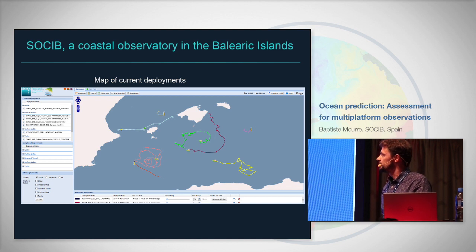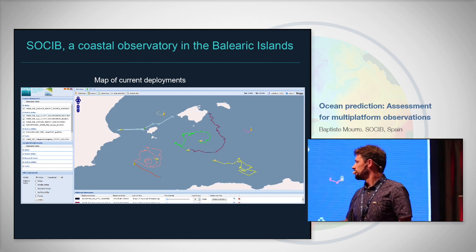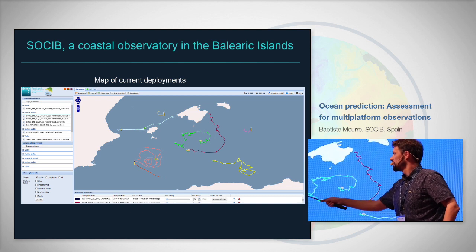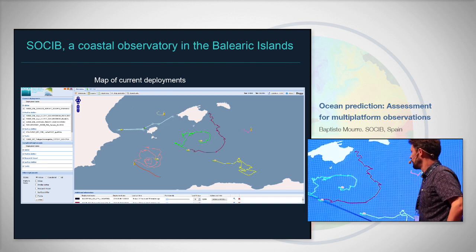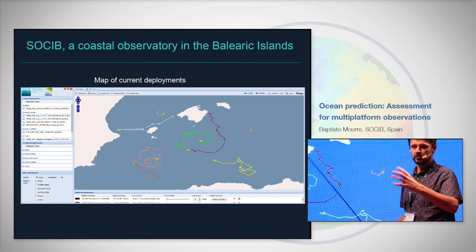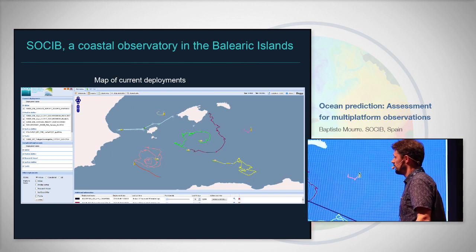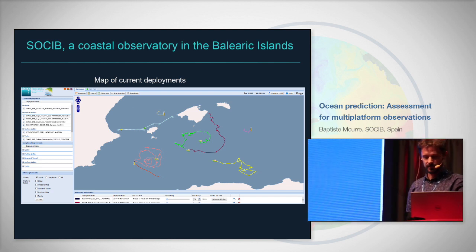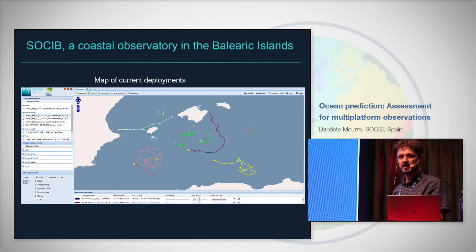Just to illustrate, this is the map of current deployments, a map from yesterday. You have a glider that is doing a transect in the Ibiza channel. You have some Argo floats here that contribute to the European program, and you have some turtles here that are swimming inside the eddies.